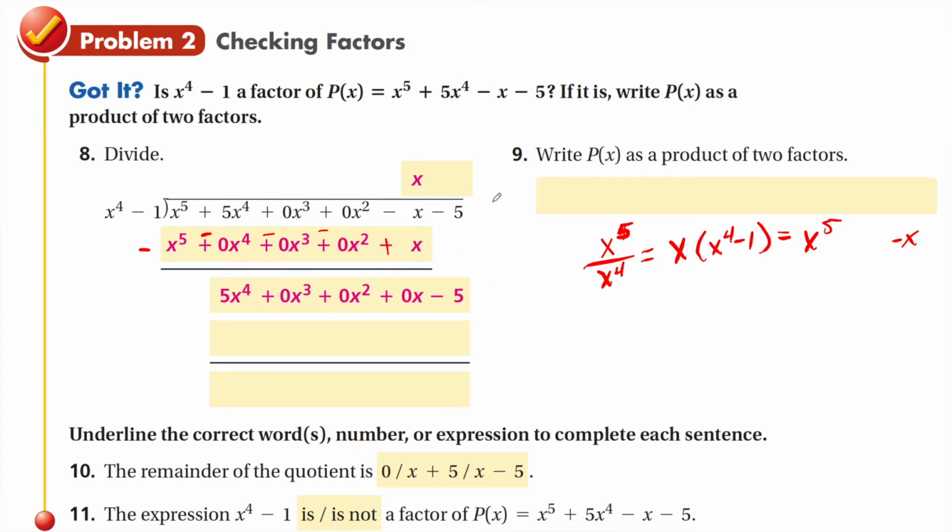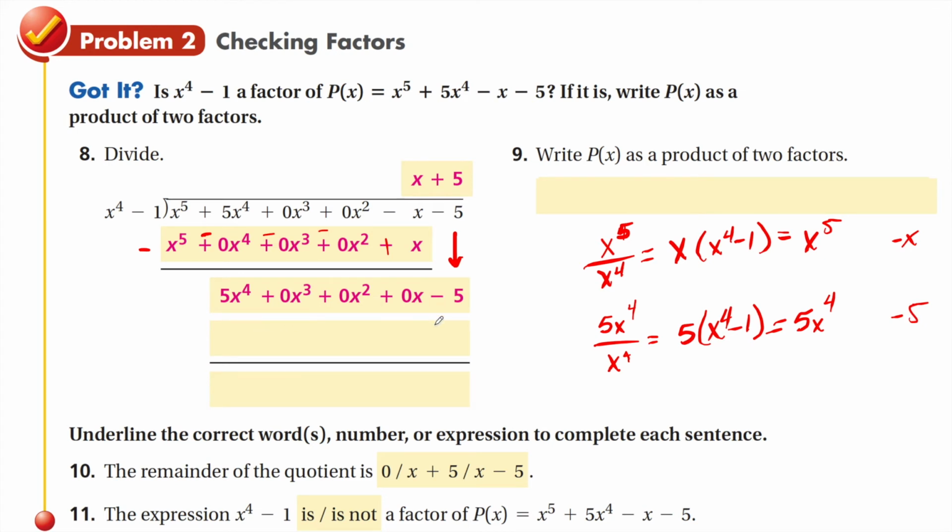But we bring everything straight down, meaning that negative 5 is going to come down right there. And now we have to figure out the 5x to the fourth divided by x to the fourth. And you'll get that we have 5. So our second number is going to be a positive 5 that we're going to multiply by that x to the fourth minus 1, giving you a 5x to the fourth with a minus 5 at the very end.